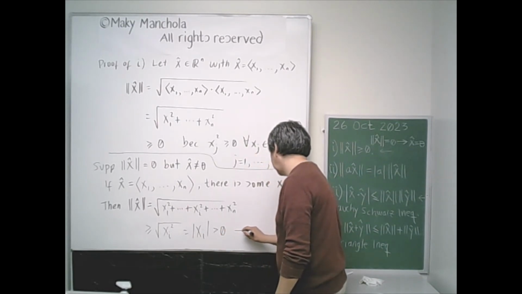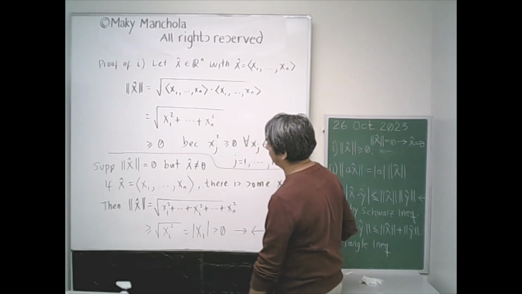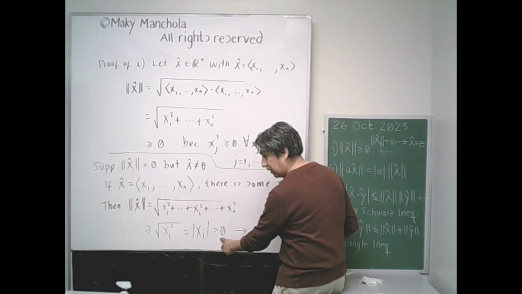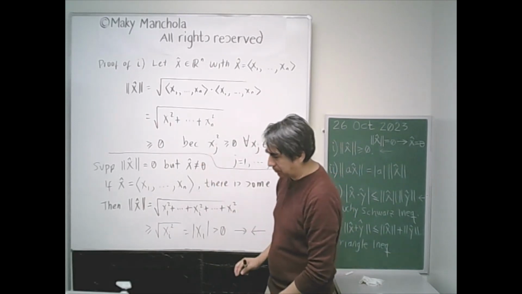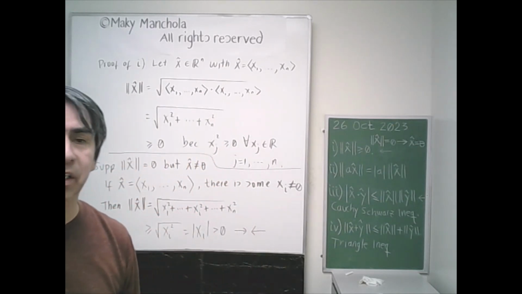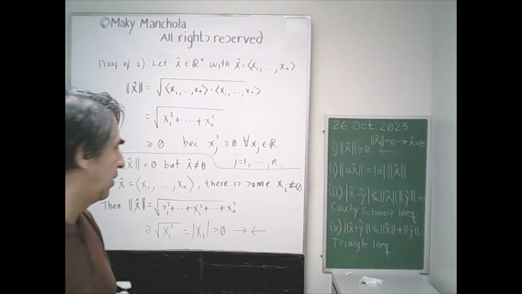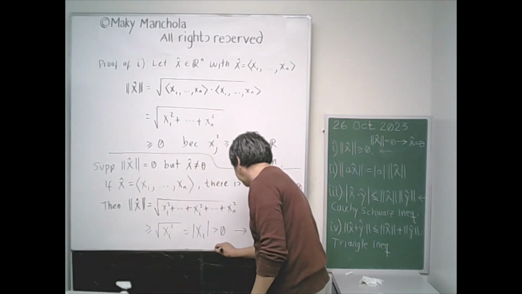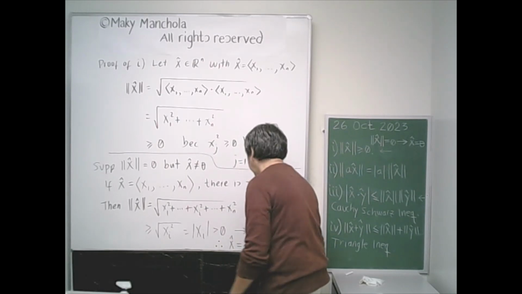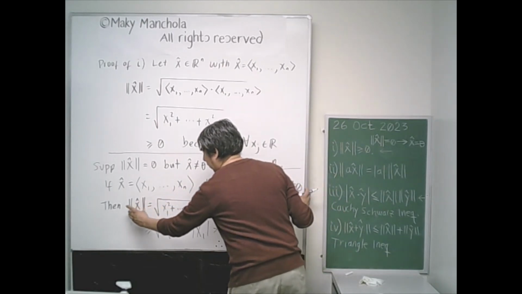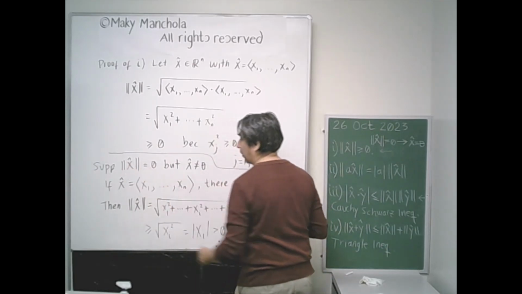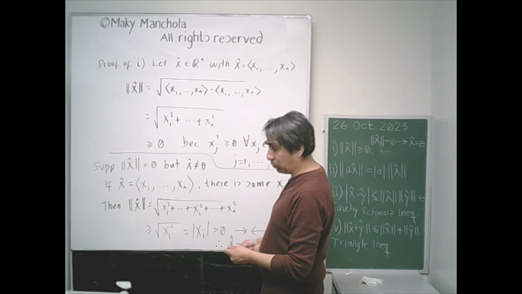And we have reached a contradiction to our hypothesis that says that the norm of x hat is actually 0. Here it turned out to be greater than 0. This contradicts that. So, conclusion, we reject the possibility that x is not theta. Therefore, x must be theta. If you assume it is not theta, you get the conclusion that the norm of x hat is greater than 0, contradicting the hypothesis that says it is equal to 0.